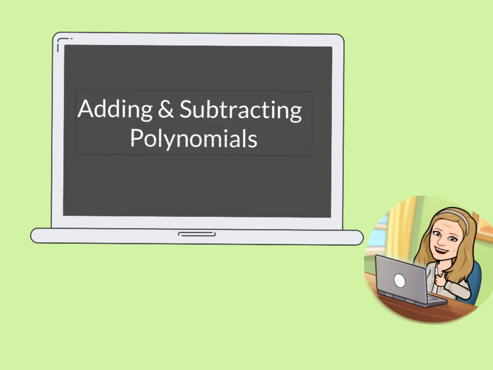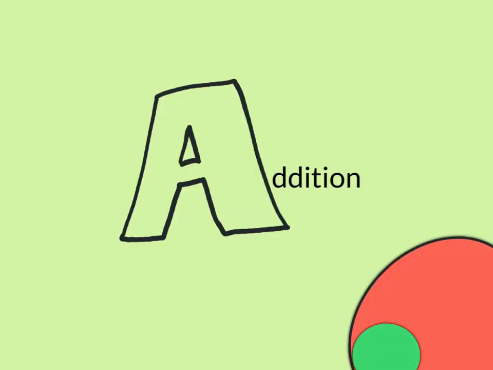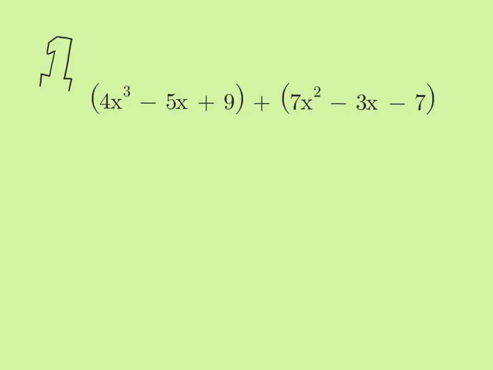In this lesson, you're going to learn how to add and subtract polynomials. So let's start by looking at how to do addition. In this first example, I'm adding two trinomials together. To do that, the nice thing about addition is you can just ignore the grouping symbols.